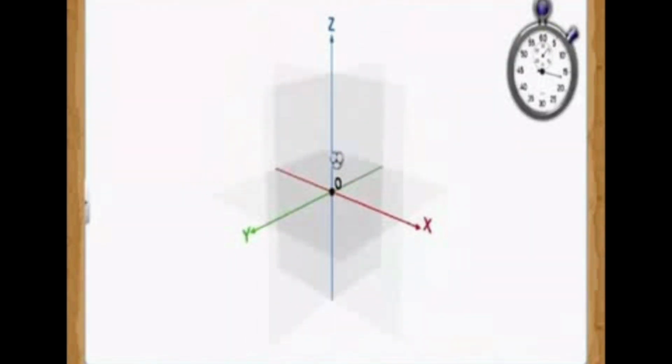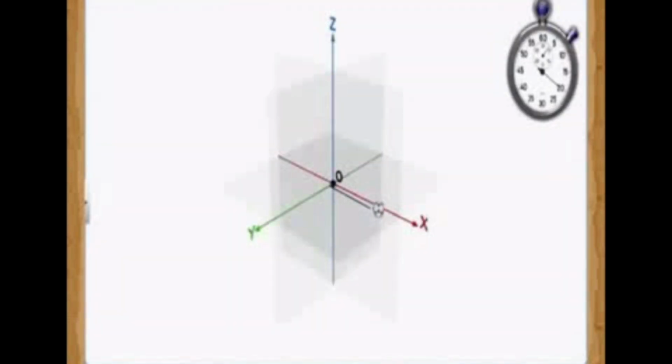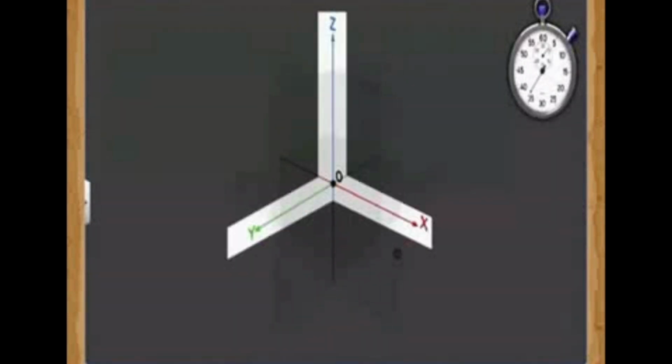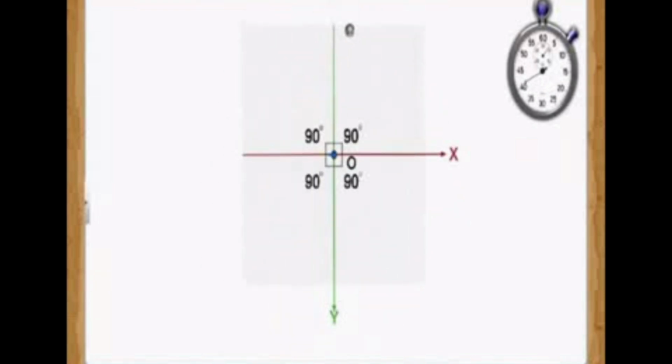We can define the position of a particle by using the three Cartesian coordinate axes: x-axis, y-axis, and z-axis. Depending on that, we can locate the position of an object. These three axes are called Cartesian coordinate axes. Already you know that. This is the origin, where all three axes intersect. That point is called O.